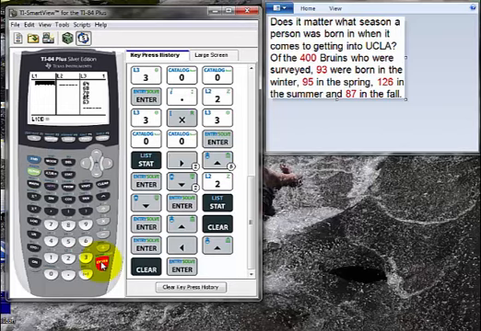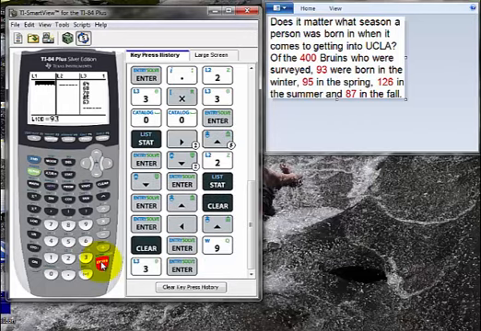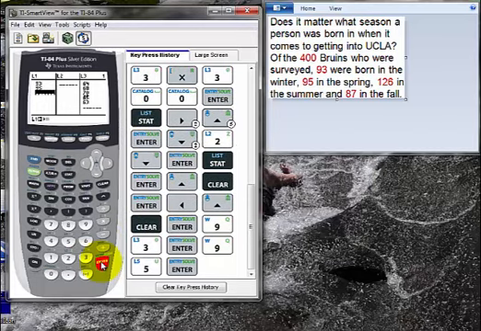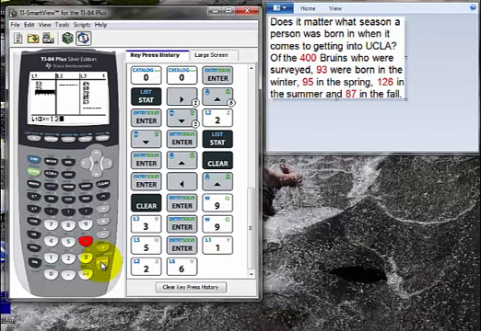And let's put in the observed counts for each of the seasons. For the sample, there were 93 for winter, 95 for spring, 126 for summer, and 87 for fall.